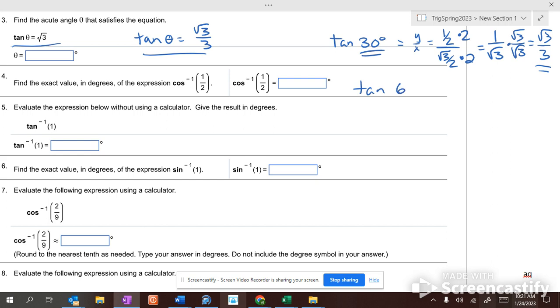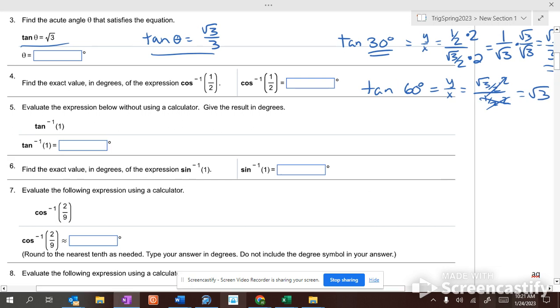If I look at the tangent of 60 degrees, y over x at 60 degrees is square root of 3 over 2 over 1/2. Again, if I multiply by 2, 2 times 1/2, the whole denominator disappears because it's 1. So that just gives me square root of 3. So then I know that tangent is square root of 3 at 60 degrees. Where's cosine 1/2? Well, that's at 60 degrees. Where's the tangent of 1?